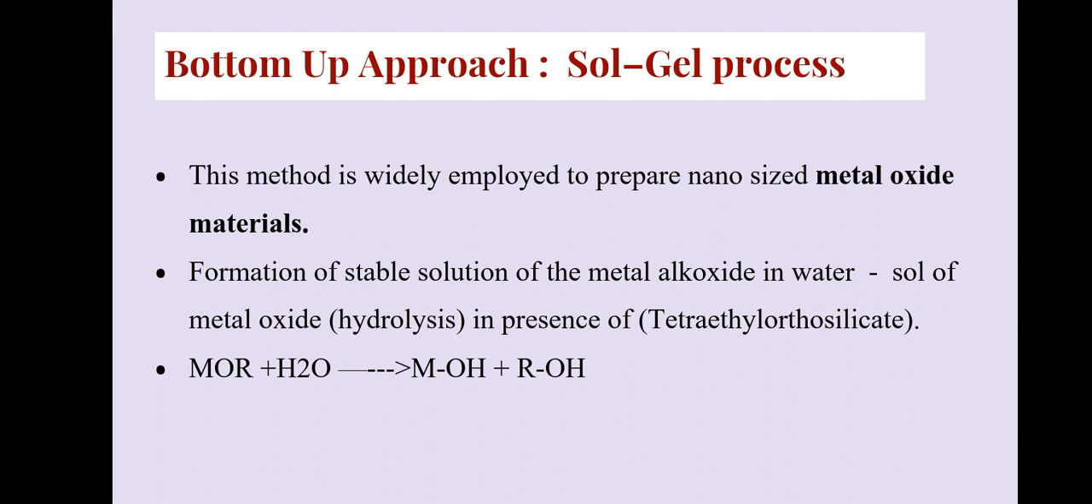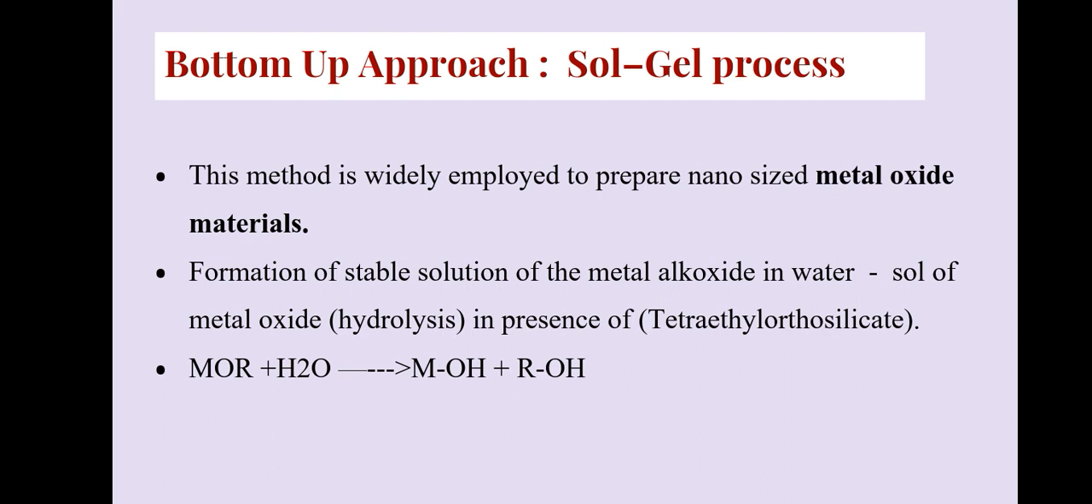Okay, next is the sol gel process. In the sol gel process we prepare, most of the time, metal oxide materials. The first step is hydrolysis, that is the formation of a stable solution of a metal alkoxide in water or a sol of metal oxide. It is done by hydrolysis in the presence of tetraethyl orthosilicate. The equation shows the hydrolysis step: MOR plus H2O gives MOH plus ROH.